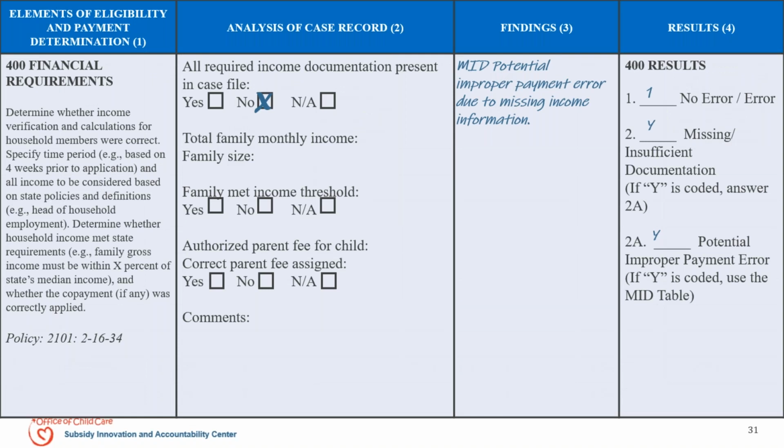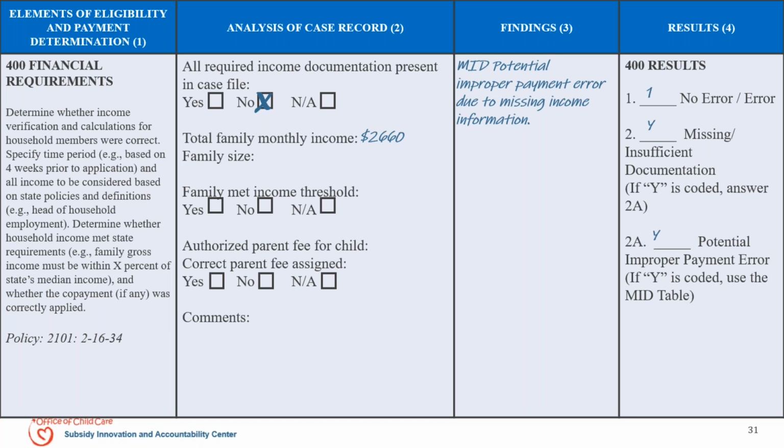All right, so let's go back to element 400, where we left off. We determined that there was that missing income documentation and it was a potential improper payment error. However, due to the additional inquiry, it turns out we were able to mitigate that error, or we were able to mitigate the improper payment. There's still an error here, but the potential improper payment was able to be mitigated. So let's go ahead and fill out the rest of this element.